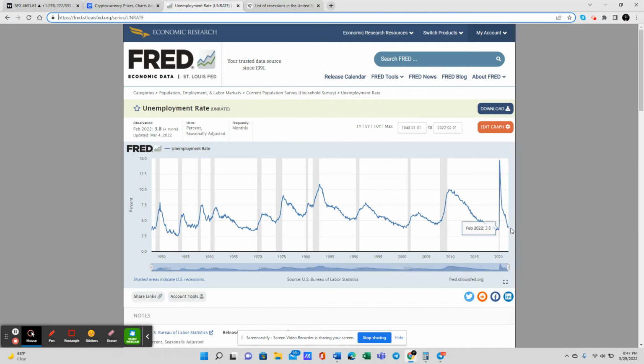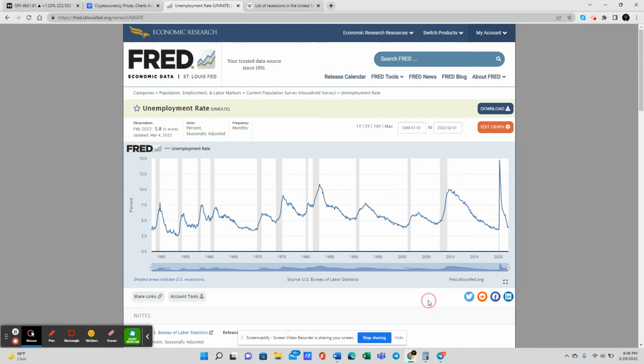Let me see if it goes over anymore. I don't know if it can slide over anymore. That's the furthest I can go. Oh, I see. Okay, we got February on here. So in February we're at 3.8% for 2022. But what do you notice on the chart, guys?